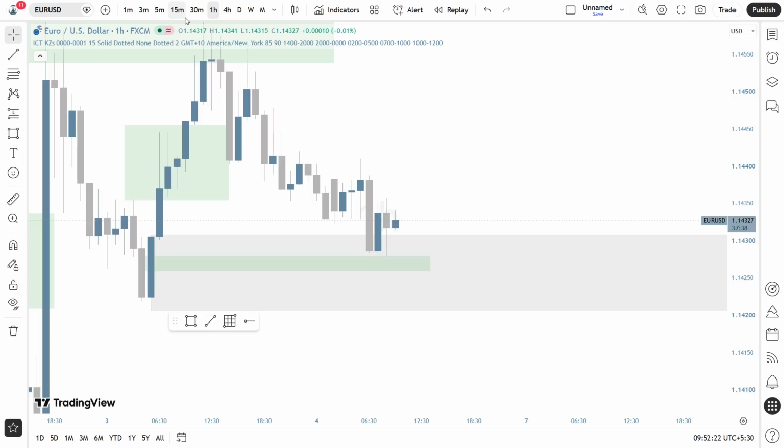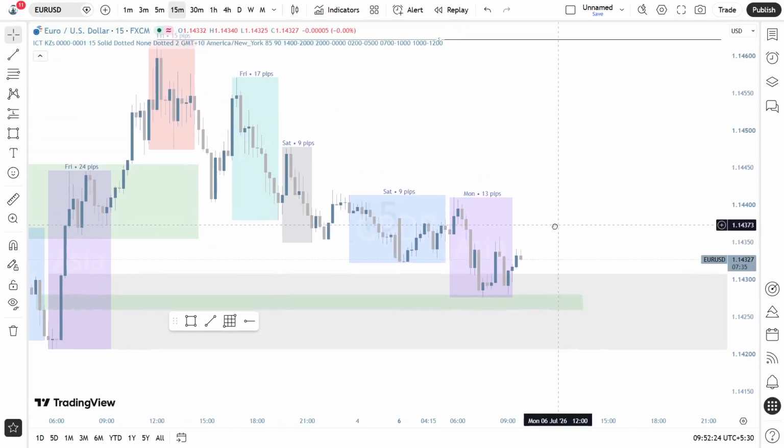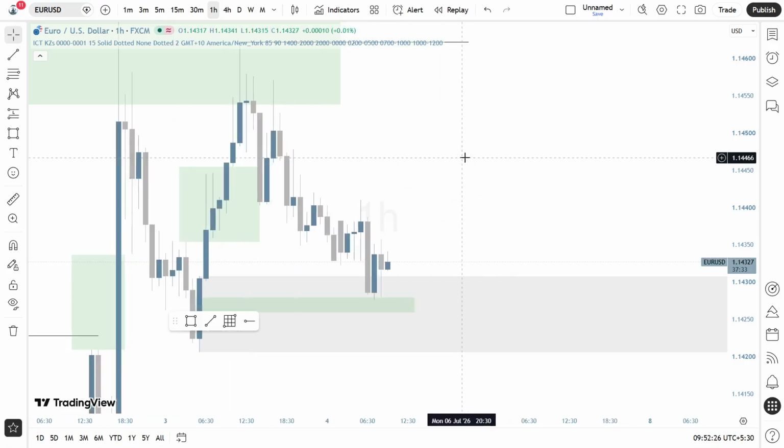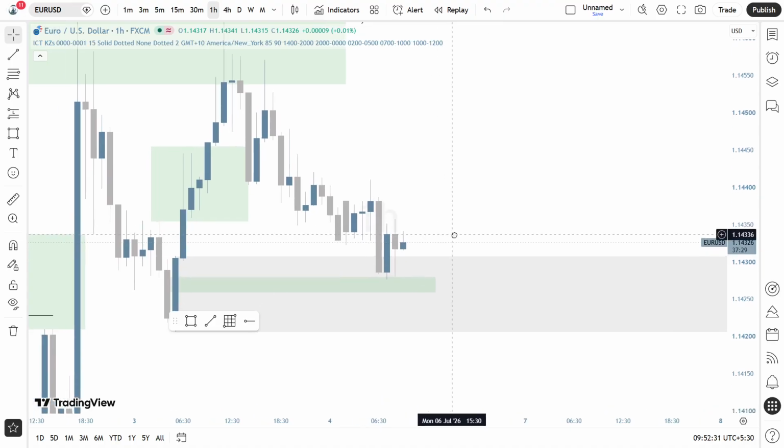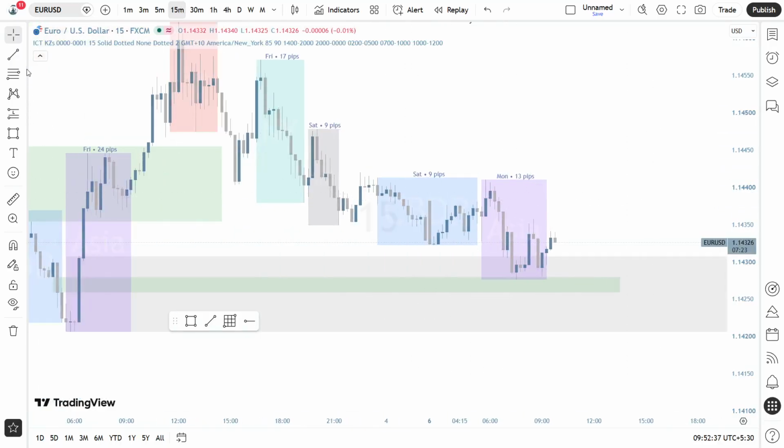So let's move to the 15 minutes directly. I want to highlight one more thing, that in 1 hour the price failed to make any kind of FVG, which is a sign of a weak trend into the market. Let's move to the 15 minutes again. So this is the 15-minute chart.